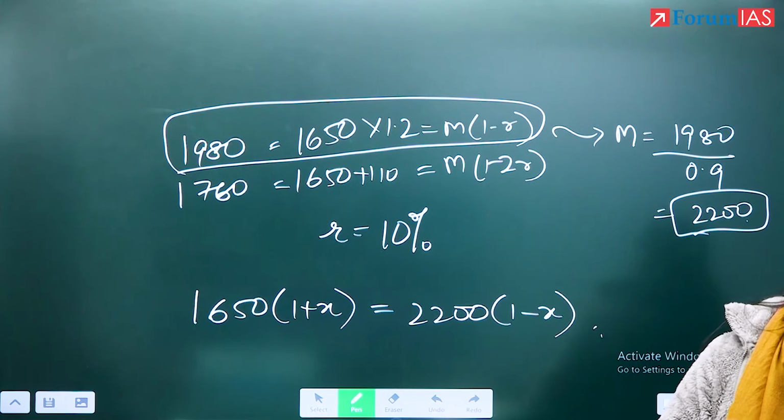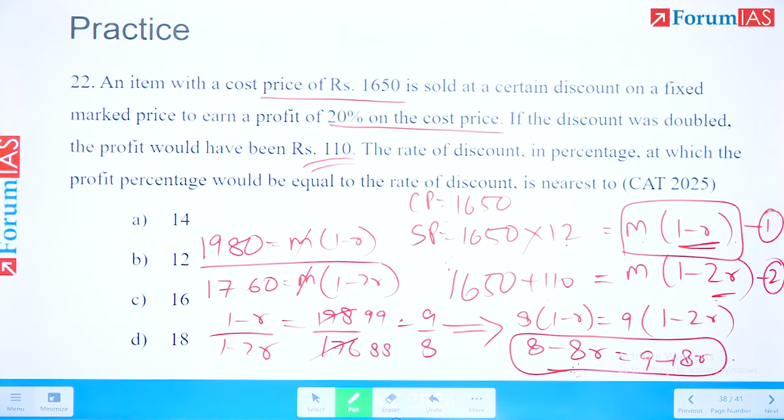Shortcut. So we know that if it is 660 rupees, which is 14%.